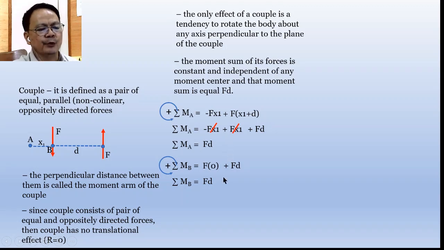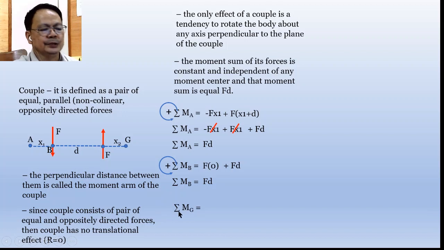Say for example, we take another point, and this time we consider another point G somewhere to the right of the rightmost directed force F. And assuming that this G has a distance equal to x sub 2 from this force, then what shall be the summation of moment of all these two forces about G?